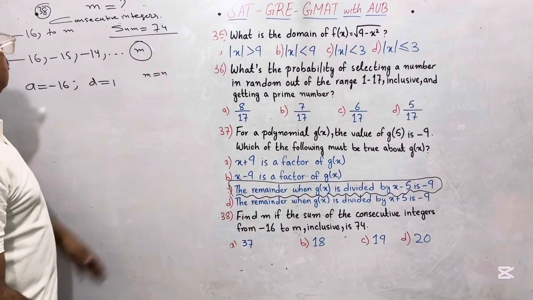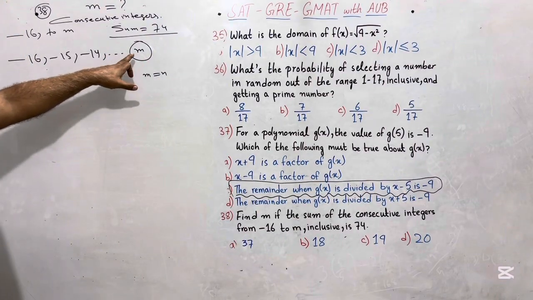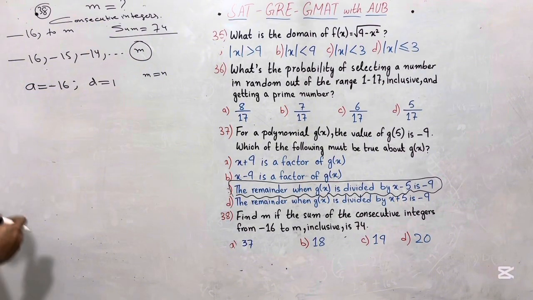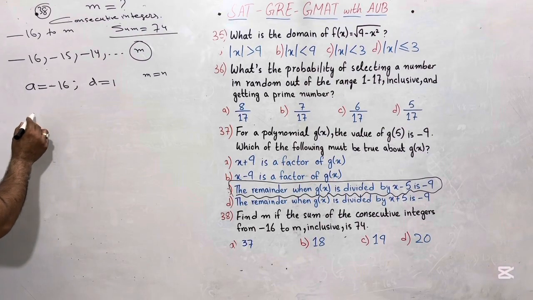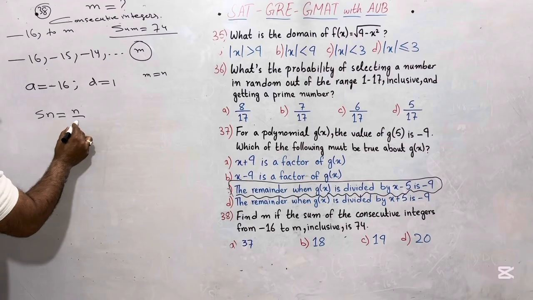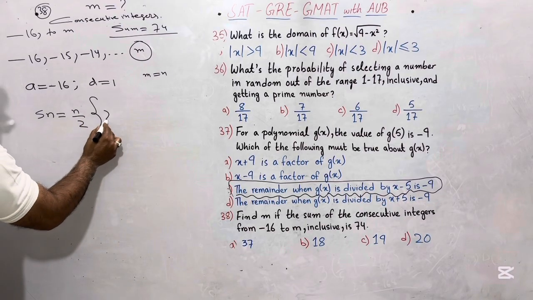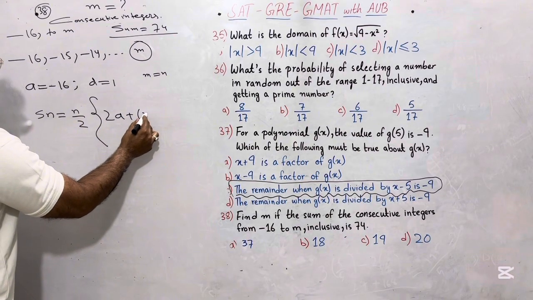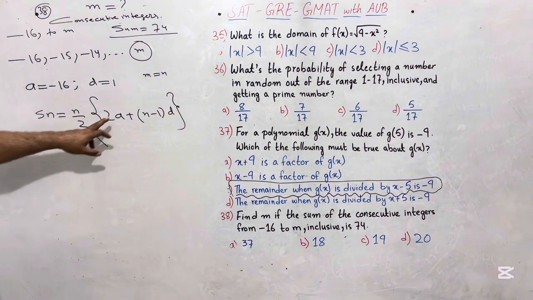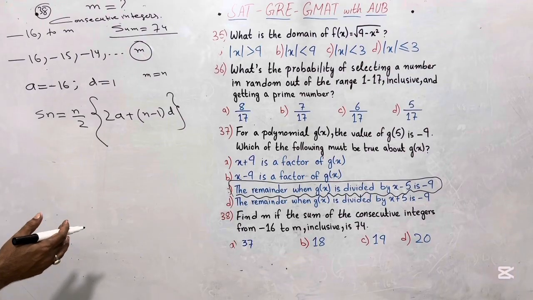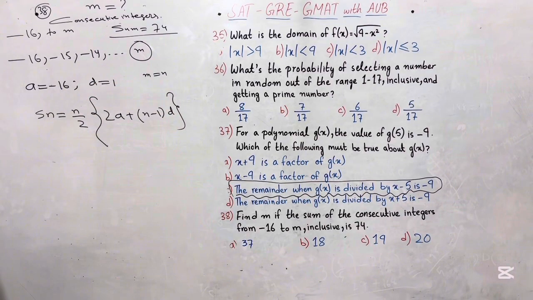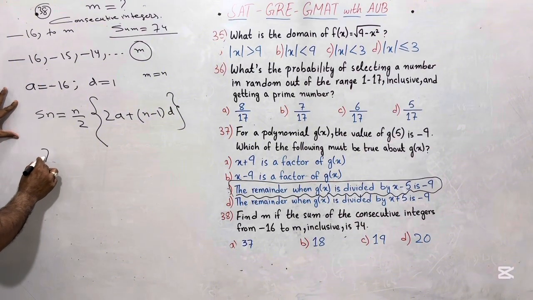How many terms do we have to take? To what extent do we have to run m? Suppose m is the nth term. Applying the formula, Sn is equal to n over 2 times 2a plus n minus 1 times d. That is our sum formula. We are interested in m, so we have to find n. We are given the sum, which is 74.